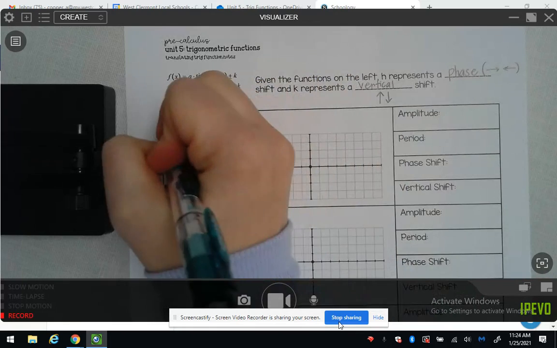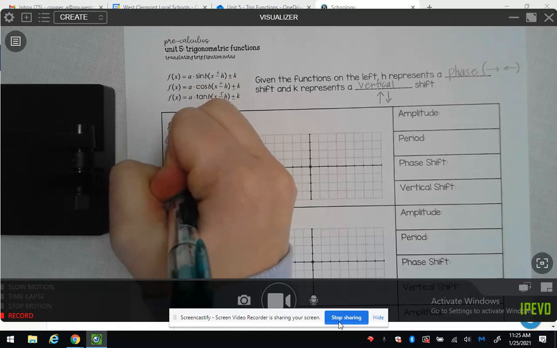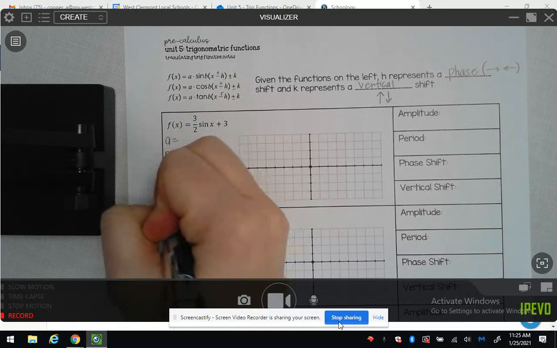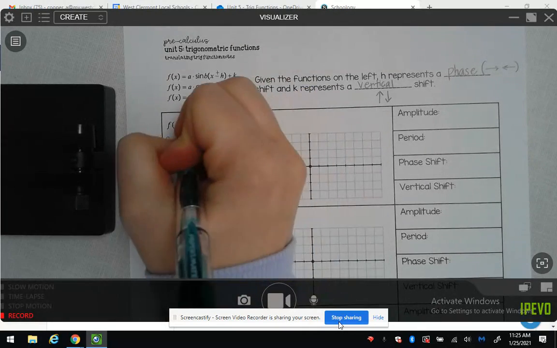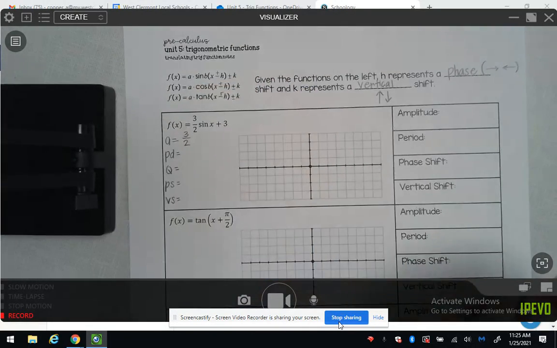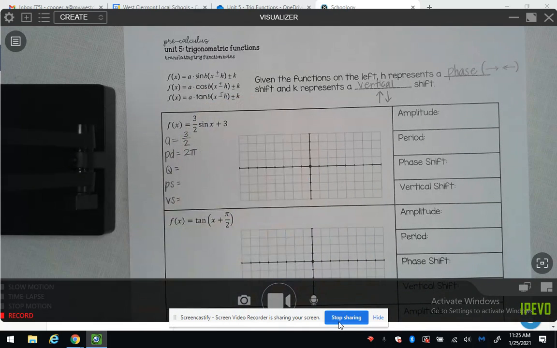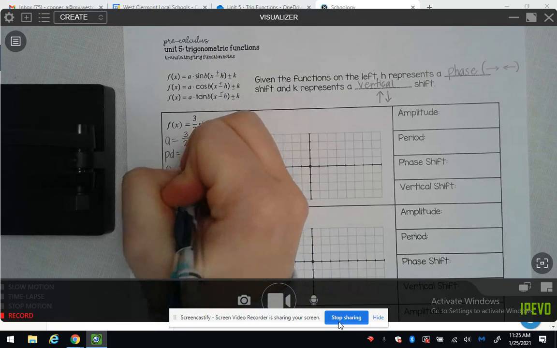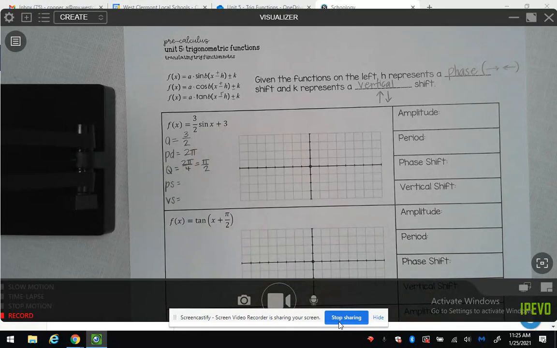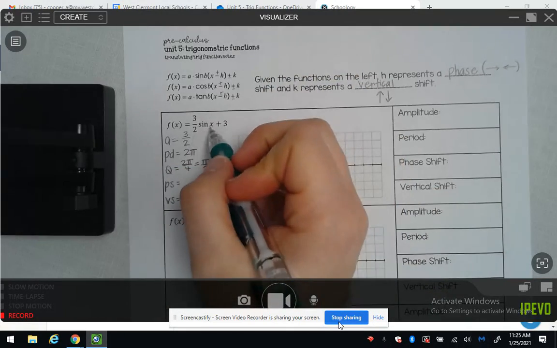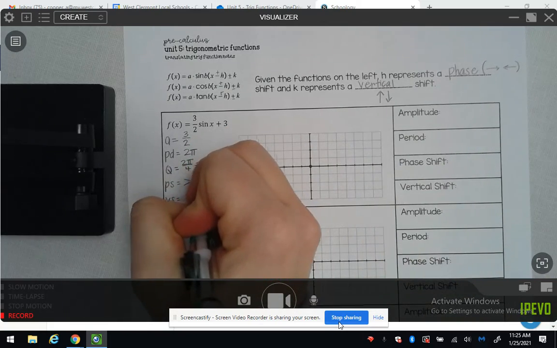So we're going to find the same things. I'm going to find my amplitude, my period, my quad, then my phase shift, and then my vertical shift. That's the order I usually do things. Amplitude with this one would be 3/2. Period: remember, sine is 2 pi over b. B in this case is 1, so that's 2 pi. Quad is period divided by 4, so pi over 2. Now, phase shift. Do I have anything added or subtracted in with the x? I do not. But I have a vertical shift. I'm going to shift up 3.